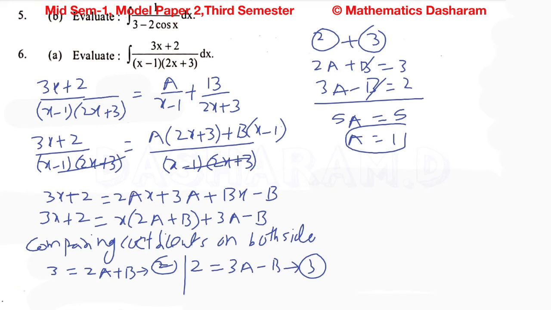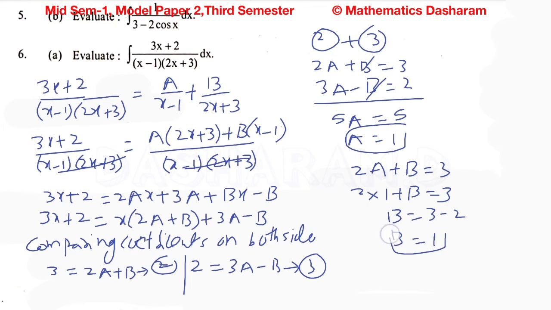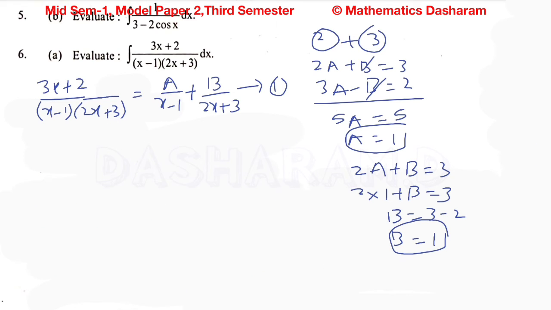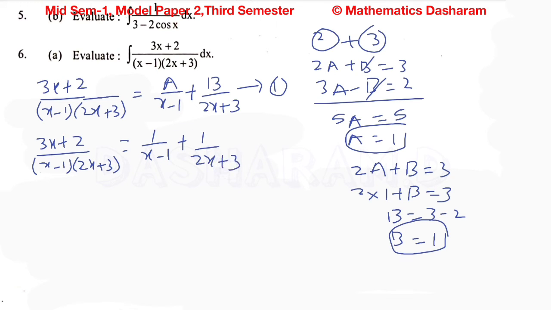Now substitute a equals 1 in either the second or third. So I am substituting in the second equation. 2a plus b equals 3, 2 into 1 plus b equals 3, b equals 3 minus 2, b equals 1. Now substitute a and b values in the first equation. So then 3x plus 2 divided by x minus 1 into 2x plus 3 equals a value 1 and b value also 1, 2x plus 3.